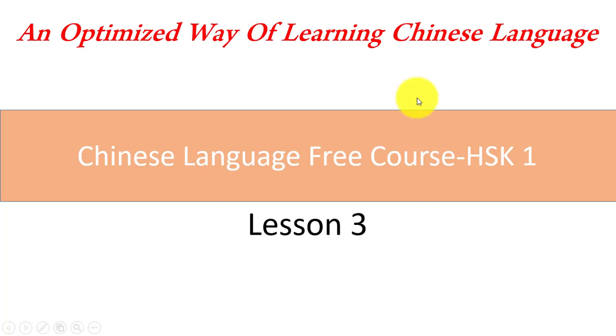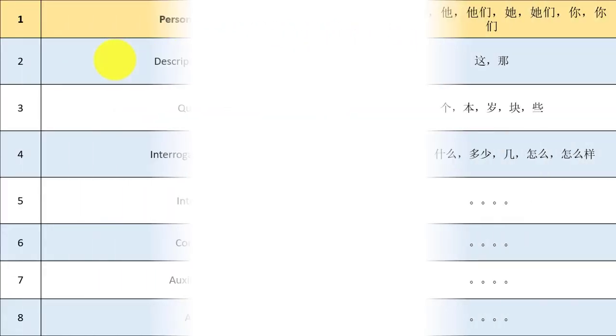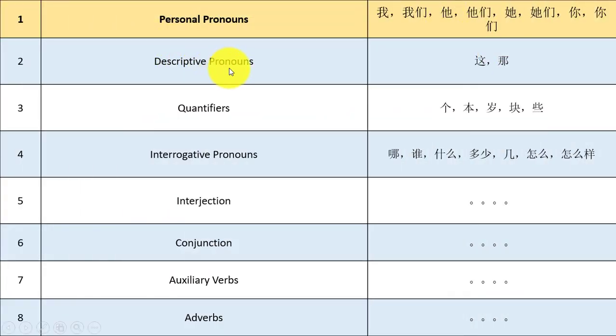This course has adopted the optimized, quickest and easiest way of learning Chinese language. After prerequisite lessons for HSK 1, we have studied about personal pronouns, descriptive pronouns, quantifiers and interrogative pronouns. Today we are going to study about interjection, conjunction, auxiliary verbs and adverbs which are enlisted in HSK 1 syllabus.